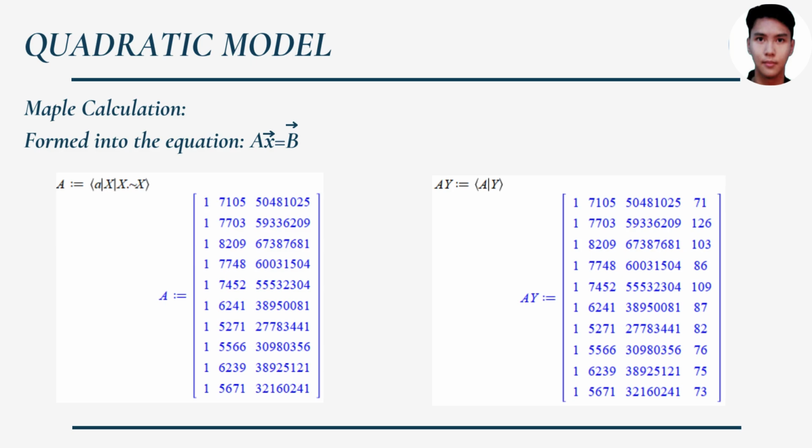And for the Maple calculation, we want to get the equation Ax equals b. So on the left side, we will be doing the A matrix with x and x squared. On the right side, we will be combining A with y to get the Ax equals b from the equation.